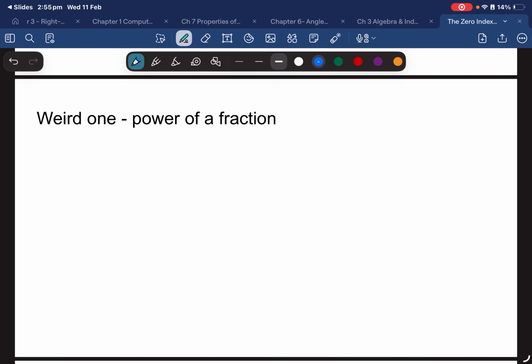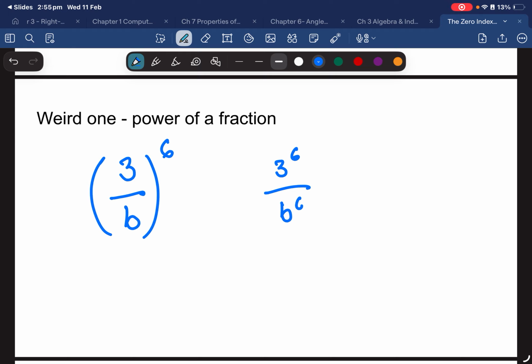Now, we're up to the weird one. Now, I always hate the weird ones. 3 over b to the power of 6. Now, fraction rules. What you do with the fraction is you literally do the exact same thing. So it's going to be 3 to the power of 6 over b to the power of 6. Now, if we were asked to, we could evaluate that and we could say that 3 to the power of 6 turns out to be 3 times 3 times 3 times 3 times 3 times 3.